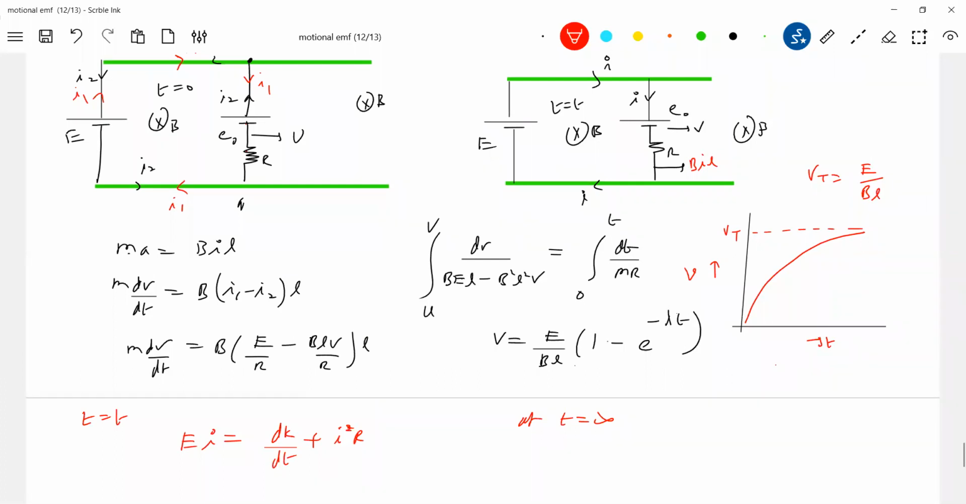what will happen? So what is the current? After a long time, put t equal to infinity. Terminal velocity is equal to E by BL. So then what is the expression for current? The resultant current will be 0.